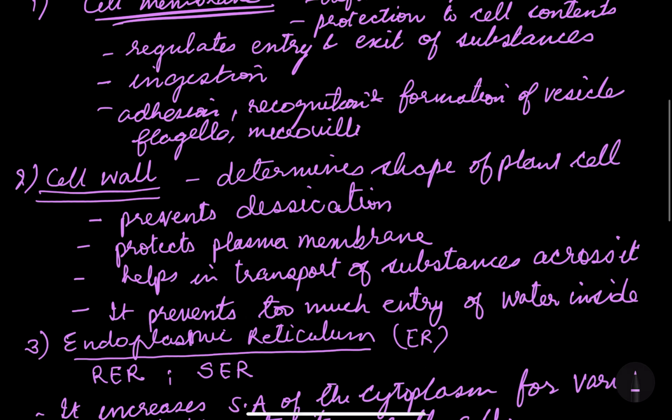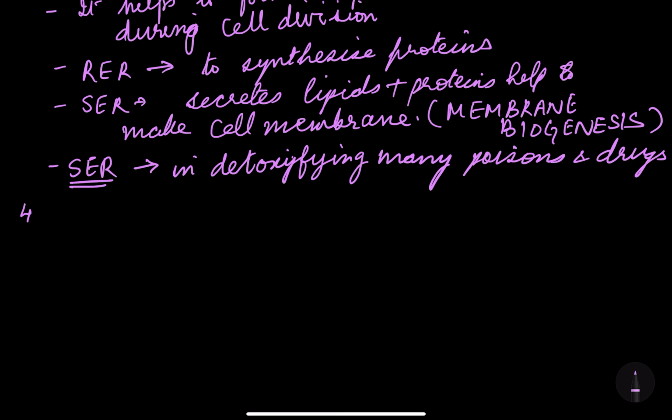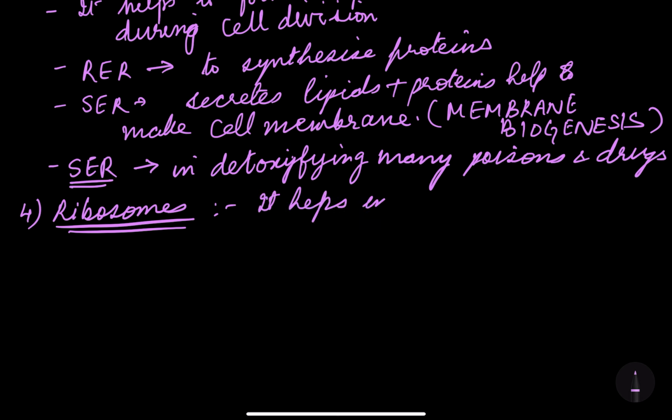Now we move on to ribosomes. The fourth organelle is ribosomes. There is basically one important function of ribosomes, that it helps in protein synthesis. This is the function of ribosomes.